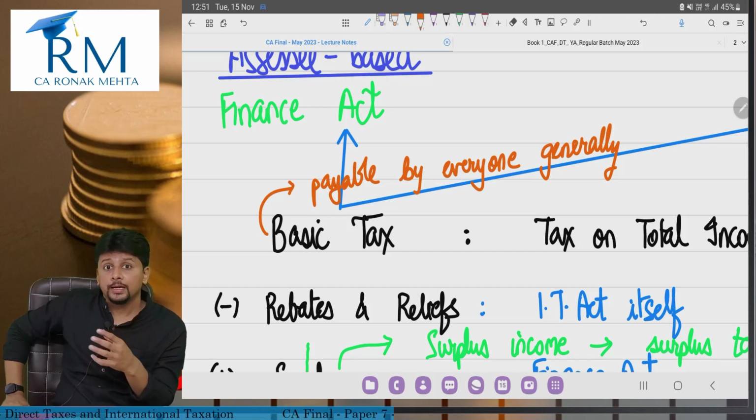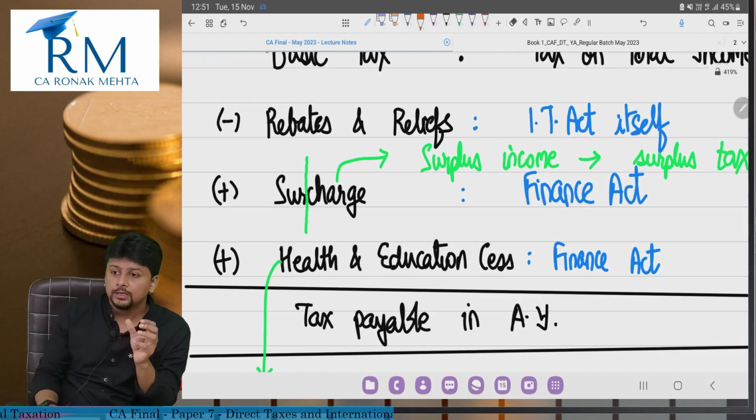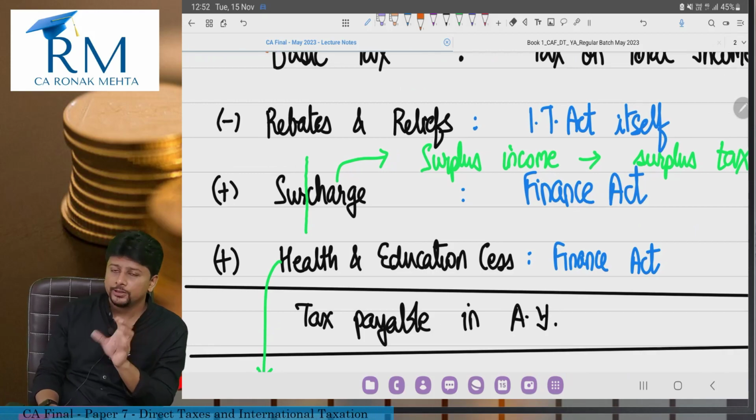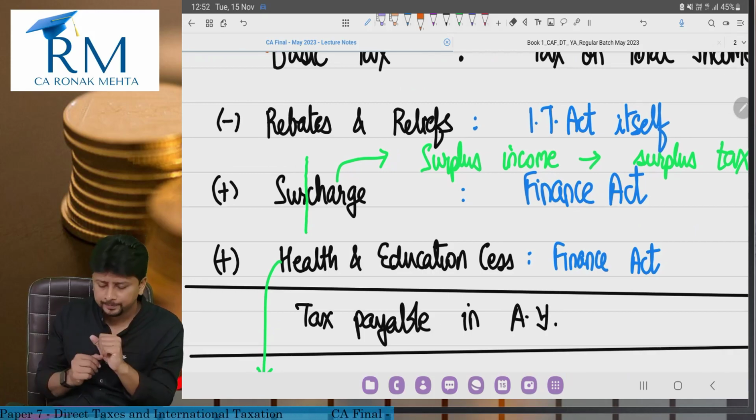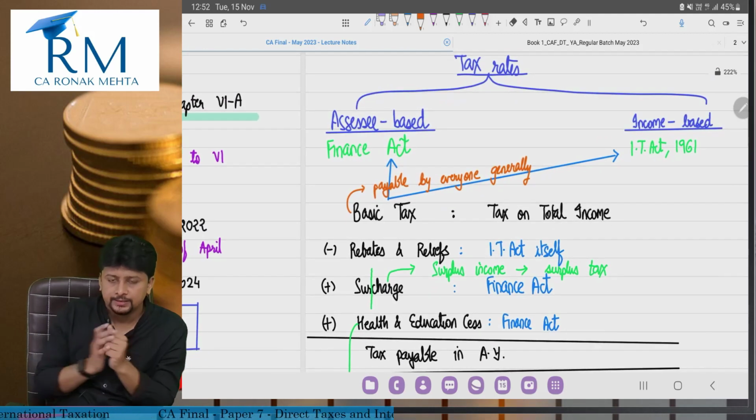But if you are earning extra income, then you will pay an extra tax also in the form of surcharge. And health and education cess is imposed on everybody. This is how you derive your tax rates.